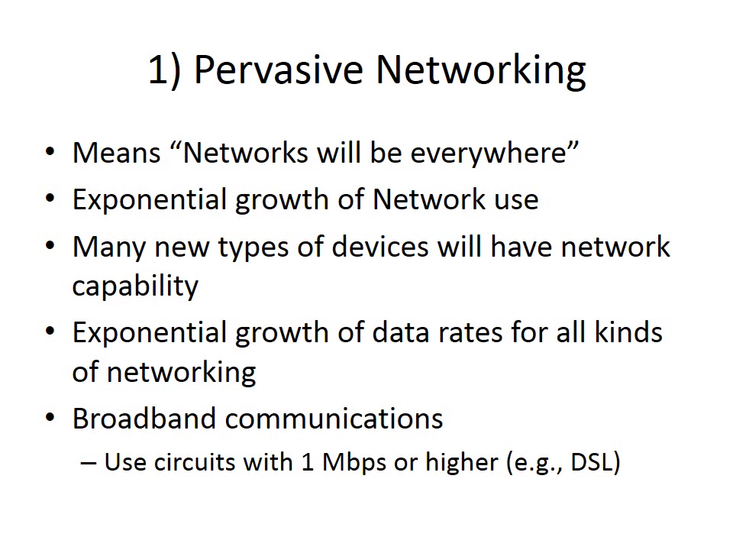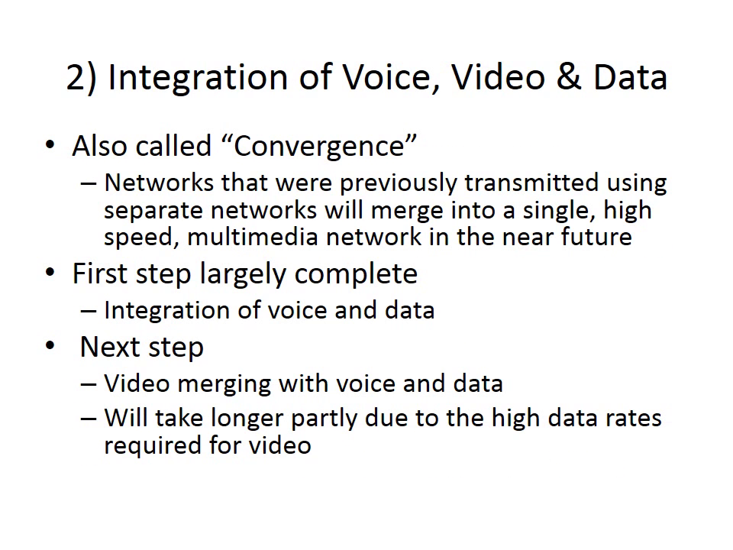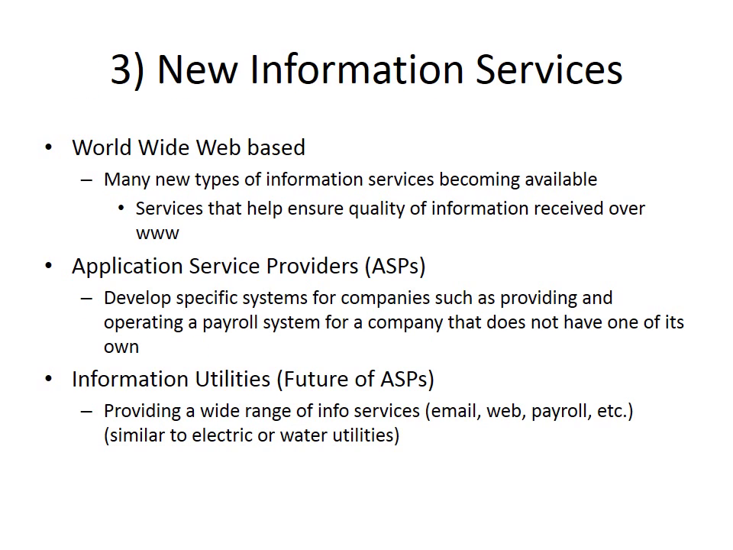Pervasive networking means networks will be everywhere. People may use new types of network-capable devices with fast networks. Convergence means that networks that were previously transmitted using separate networks will merge into a single, high-speed, multimedia network. There will be many new types of World Wide Web-based information services becoming available.